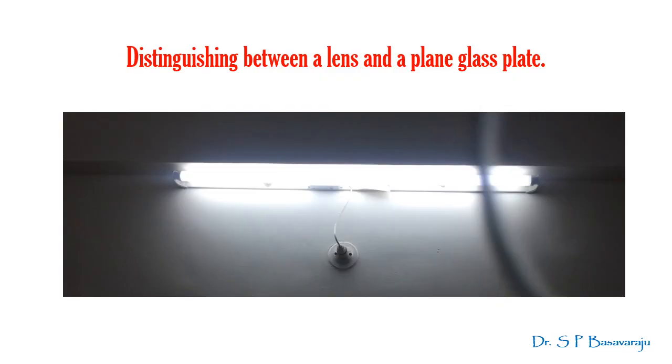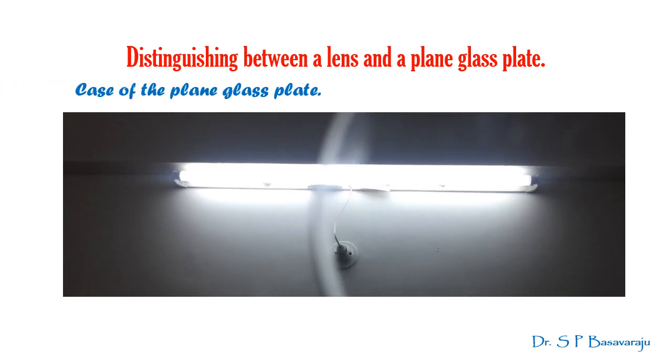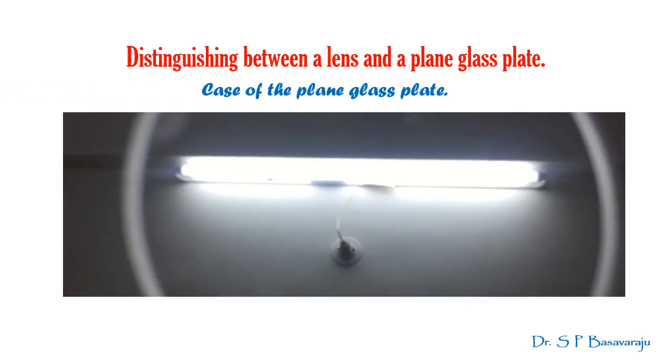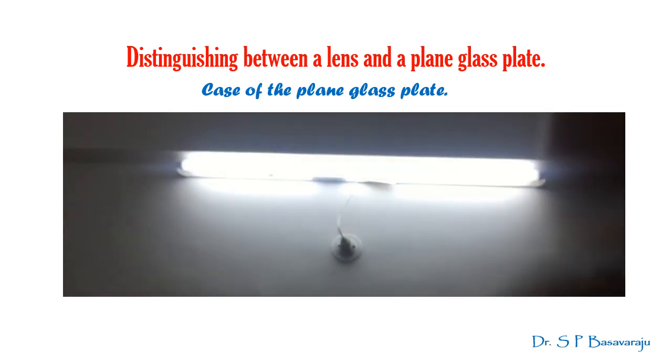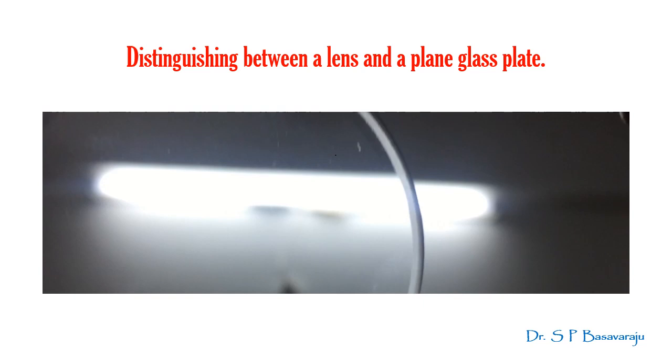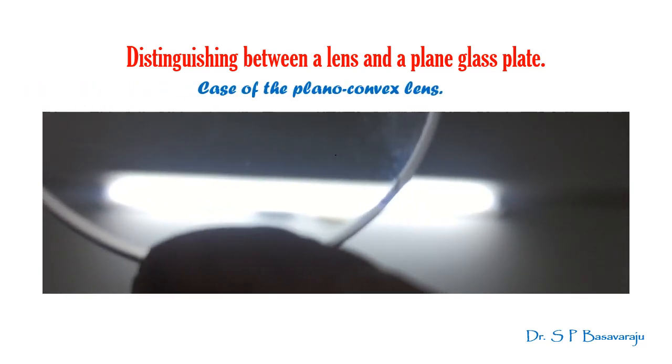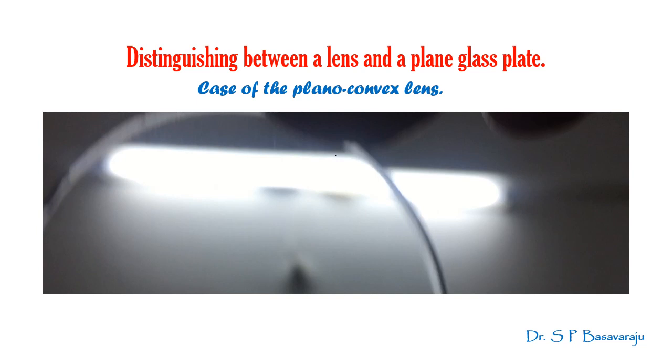Now, to distinguish between the two, you can test by seeing the light source through each one and move it in front of the source. See, in this case, the image of the tube is not affected when the glass is moved. Hence, it is the plain glass plate. Next, you take the other piece and repeat. This time, you will see that the image is affected. Therefore, it is the plano-convex lens.